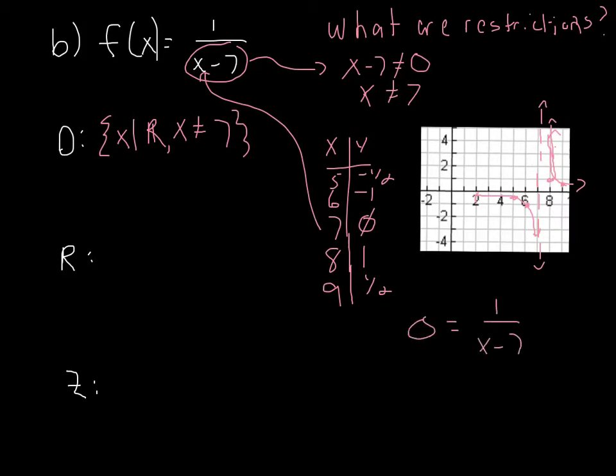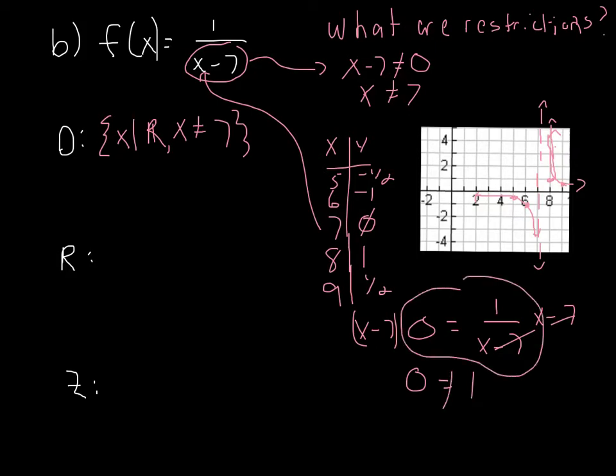Now some of you might already be asking, Mr. Williams, I thought that's where it crossed the x-axis. And look at your graph. It never crosses the x-axis. And you know why? Check this out. Solve this. Times by x minus 7. Times by x minus 7. You get 0 equals 1. Well, last time I checked, guys, 0 cannot equal 1. This can never happen. 1 divided by something will never give you 0. It's not going to happen. So for the zeros here, there are none. It will never cross the x-axis.